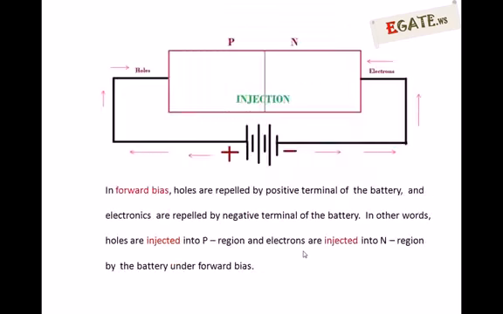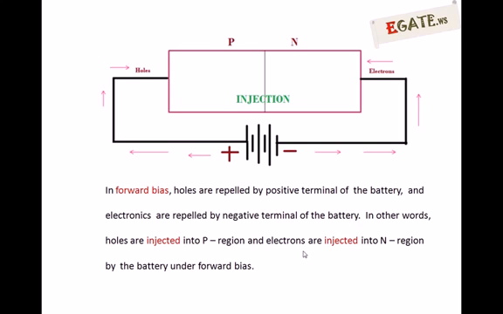Forward bias. The definition of forward bias is, with respect to a single battery, whenever the positive terminal of the battery is connected to the P side and the negative terminal is connected to the N side, the PN junction is said to be under forward bias. But with respect to practical circuitry, a PN junction is under forward bias whenever the P side voltage, that is the voltage on the anode, is more positive than the voltage on the N side, that is the cathode side.